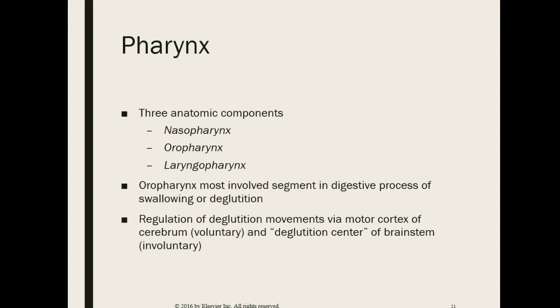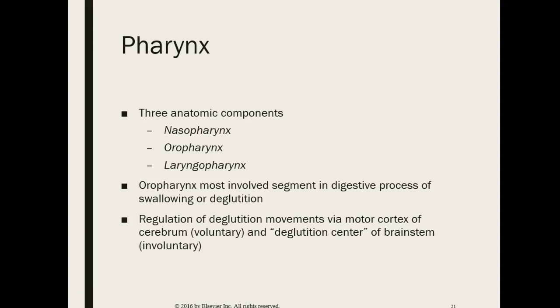So we have the pharynx, which we talked about a little bit with the respiratory tract. This one is kind of a dual purpose structure, plays a role in air passage and also the swallowing of food. So three anatomical components: the nasopharynx, oropharynx, and the laryngopharynx. The oropharynx is going to be our most involved segment. This is what's going to connect the oral cavity to the larynx and the esophagus.